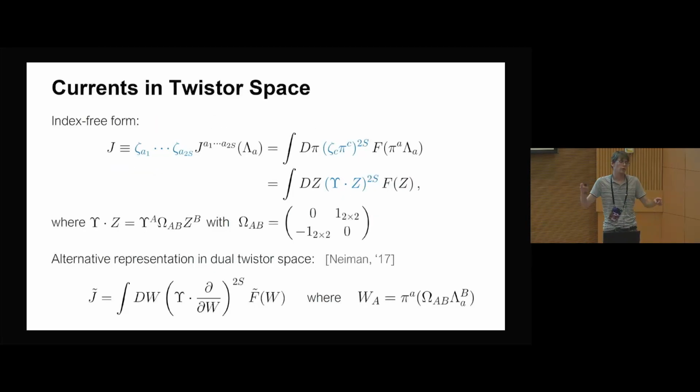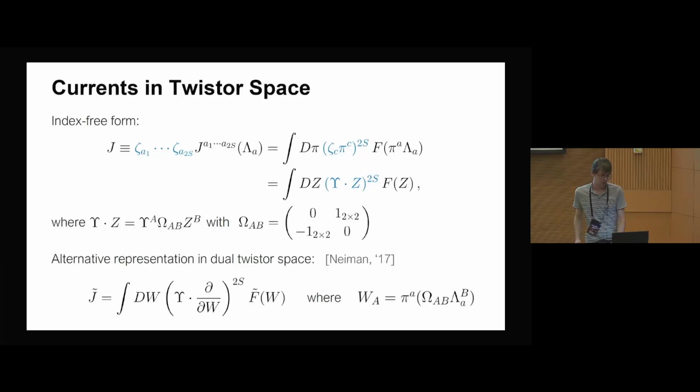Secondly, there is also an alternative integral representation that trivializes conservation as well, given by an integral that looks like this, where note that now this upsilon is contracted with derivatives with respect to a spinor instead of with the spinor itself. And in this representation, we're integrating over a so-called dual twistor that we denote as W. Essentially it has an index downstairs, a duality between the dual twistor and the twistor. But essentially it's just a twistor.